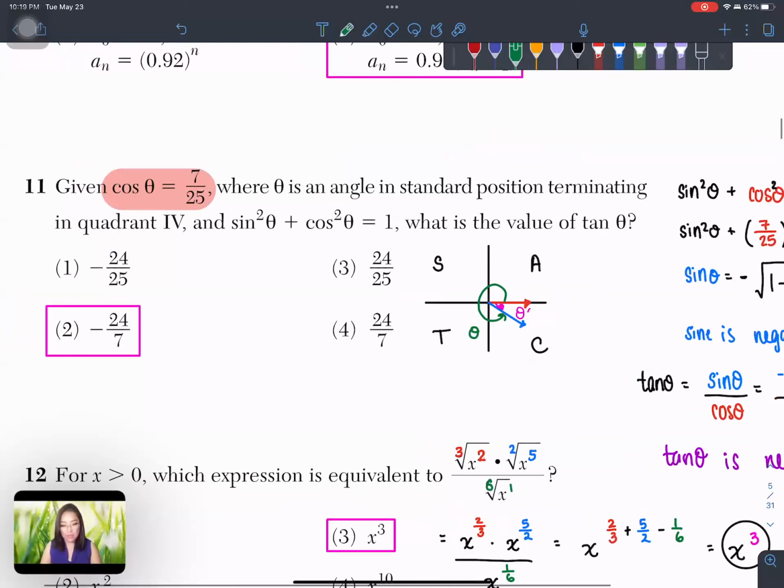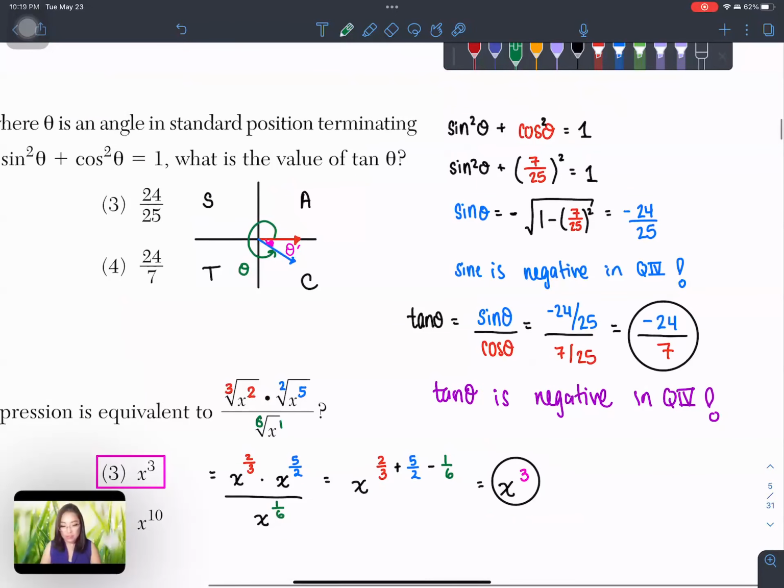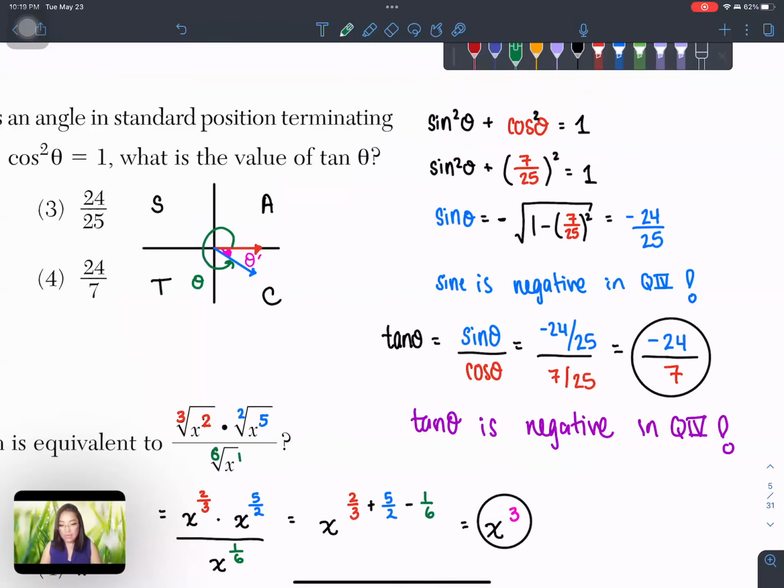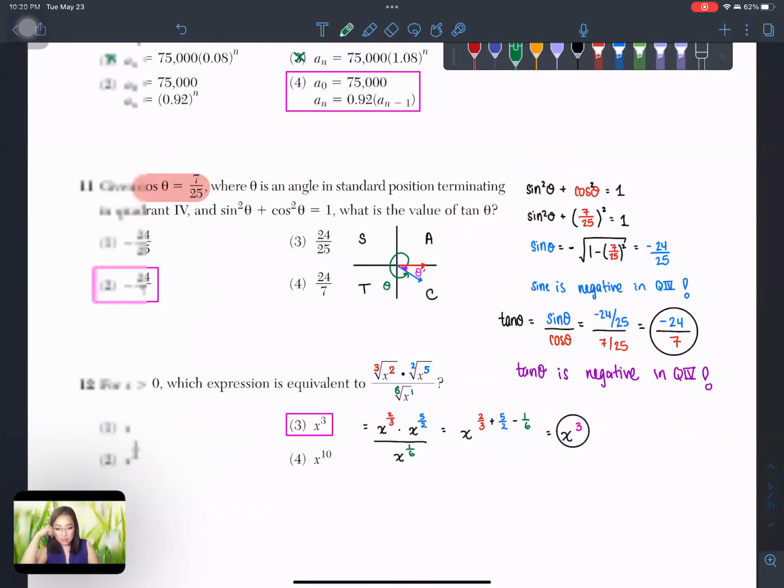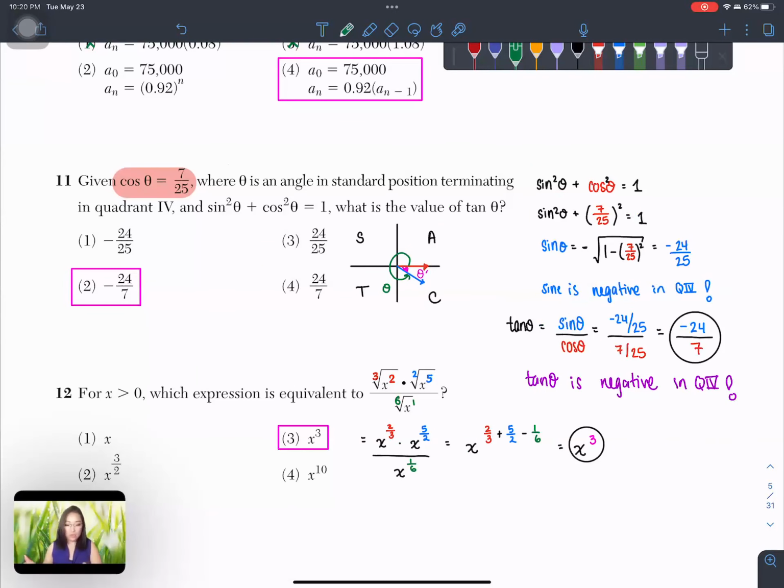Number 11, a lot of you expressed that you forgot trig. So you use our identity. You square the cosine and you're really finding what sine is, and sine is negative 24 over 25, but sine is negative in quadrant 4, and so my numbers are working out. And so tan is a quotient of sine and cosine, so you just replace it and it's negative 24 over 7.